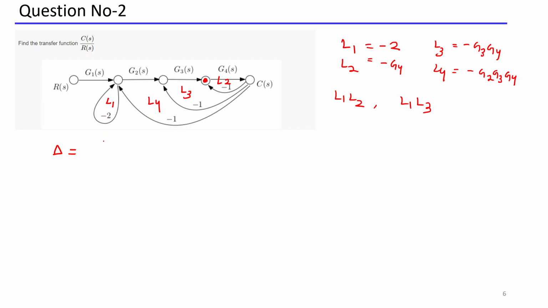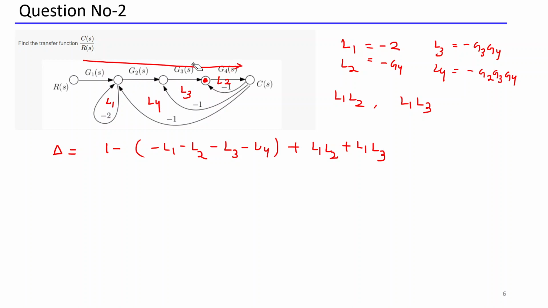Next, you can find delta easily. So how much is delta? 1 minus L1 minus L2 minus L3 minus L4, then plus L1 L2 plus L1 L3. This is delta. The next point is how many forward paths are there. Only one forward path you can see, the corresponding straight line. So only one forward path, P1, is there.